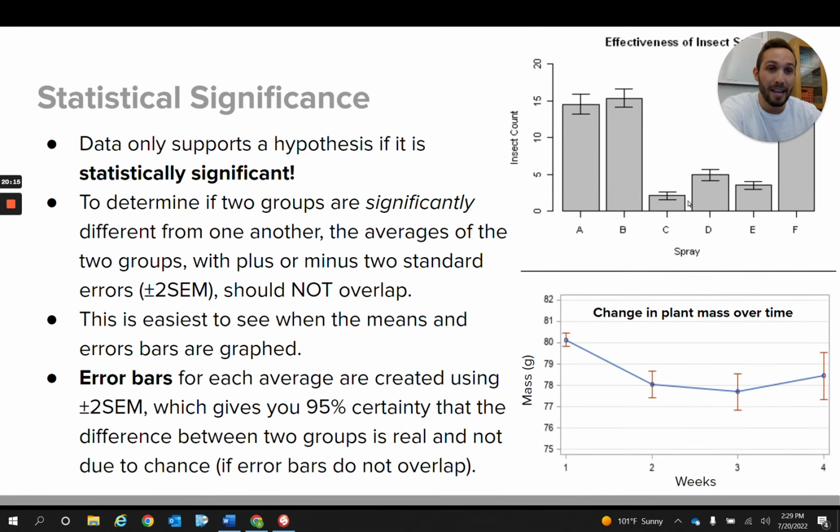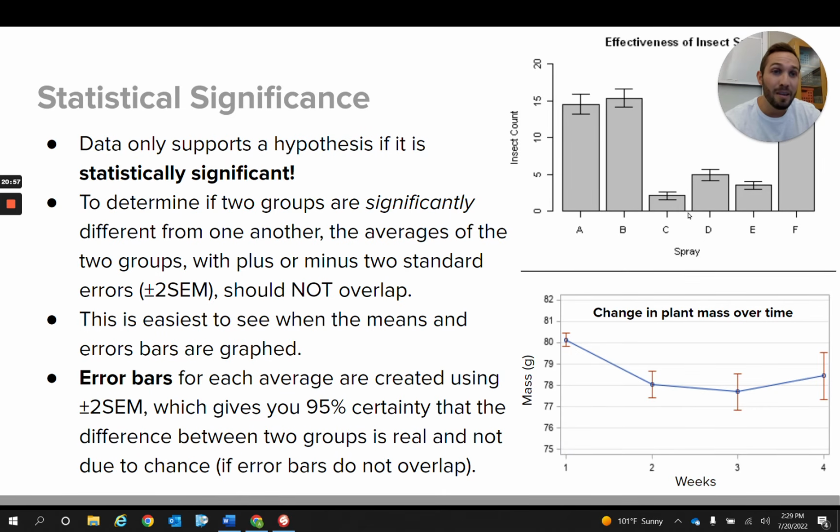We would say then here, this difference does support the claim that spray D leads to more insects than spray C. This data supports that claim because this is a meaningful difference. It's probably not due to random chance. And when they don't overlap, it actually gives me 95% certainty that there is a real difference between them. So that's what I was saying earlier. When you create these error bars using plus or minus 2 standard errors, and they end up not overlapping between two groups, that means there's less than a 5% chance that this difference we see between these two groups is due to random chance.